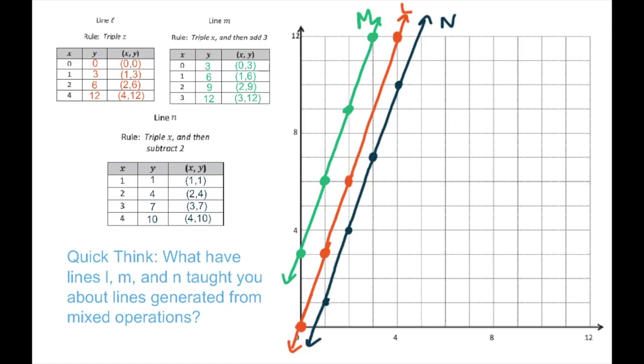I also heard that if the multiplication part of the rule is the same for both lines, adding after multiplying makes the points on the line shift up by whatever you're adding. And then in the other way, subtracting makes the points on the line shift down if it's part of the rule. So awesome thinking. Let's go ahead and keep digging a little deeper.